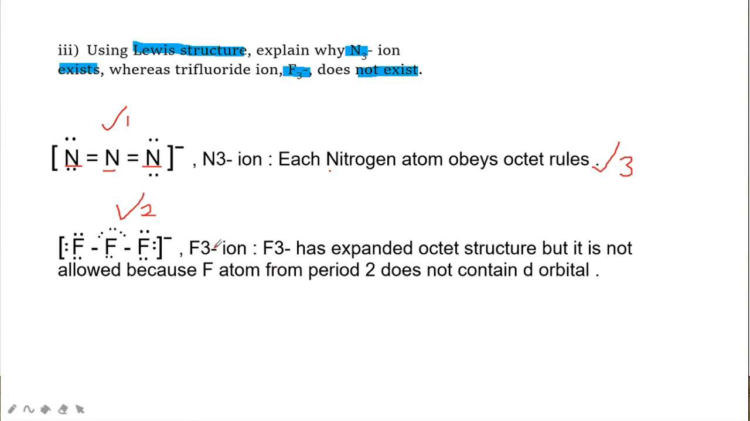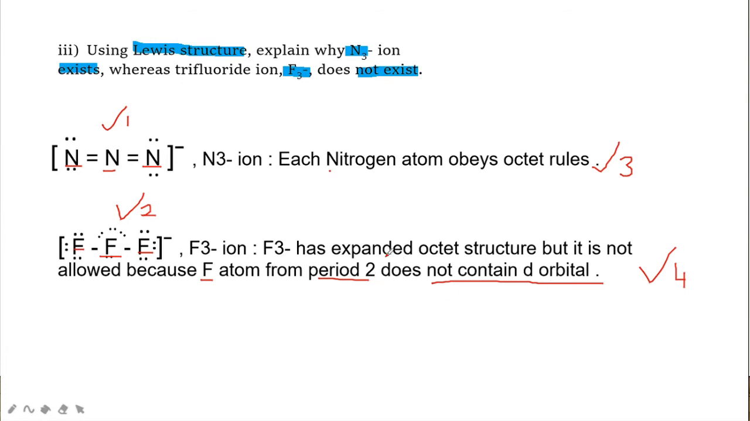Okay, for F3 negative 1, we can see that the terminal atoms have enough 8 electrons, but the central atom has an expanded octet. So the explanation will be that F3 negative 1 has an expanded octet structure, but it is not allowed because the F atom from period 2 does not contain d orbitals. So this is mark number 4.